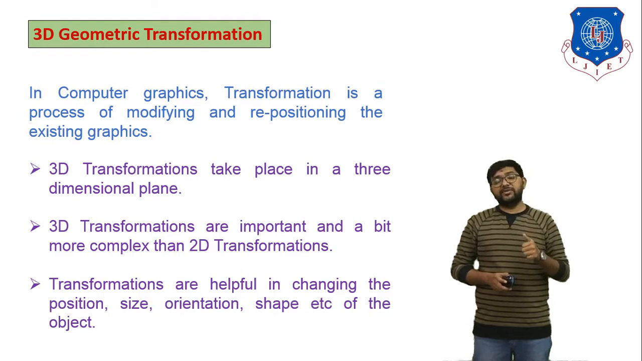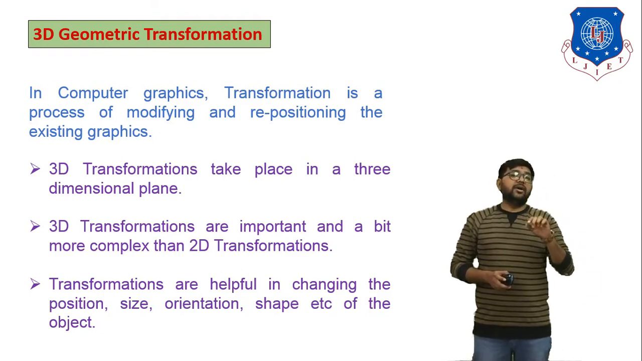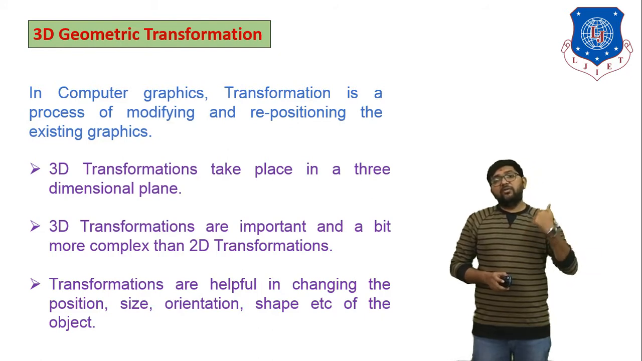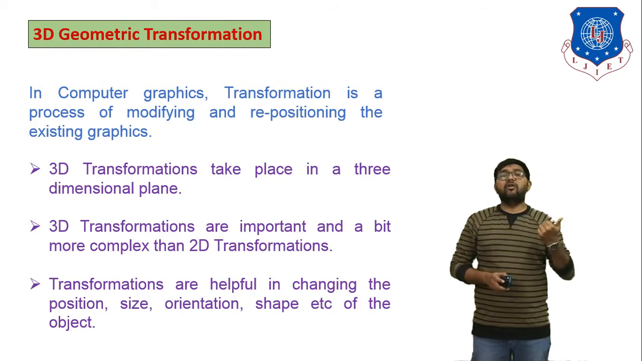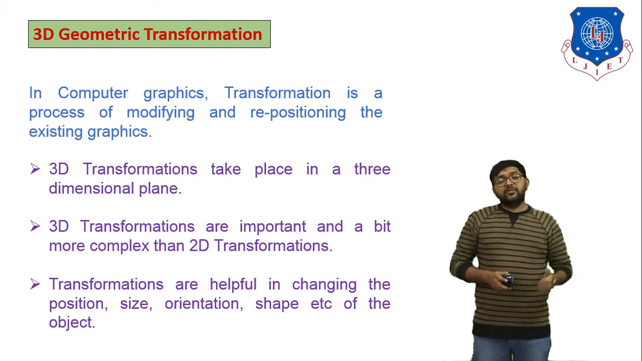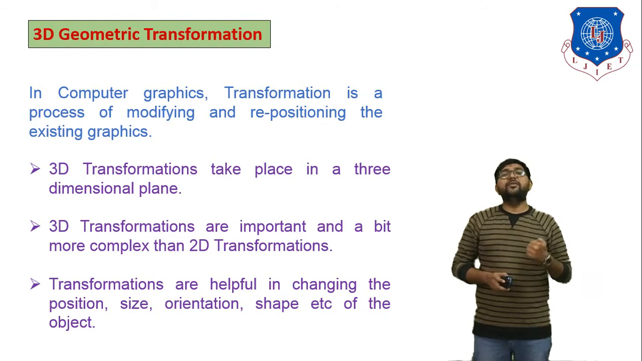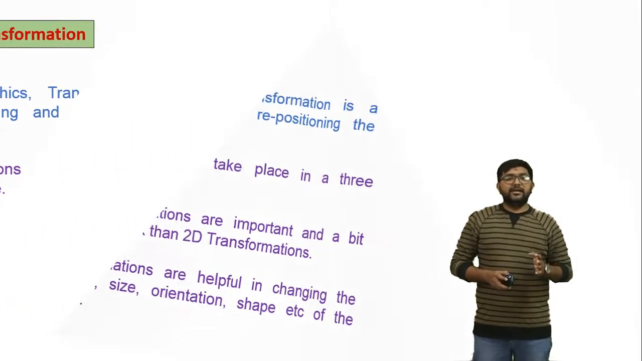In 2D transformation, we just rotate an object in a 2D plane. But in a 3D plane, rotating or moving an object is a little bit more complex than 2D transformation. The transformations are helpful in changing the position, size, orientation, and shape of the body. That thing you already know. So this is the 3D transformation.